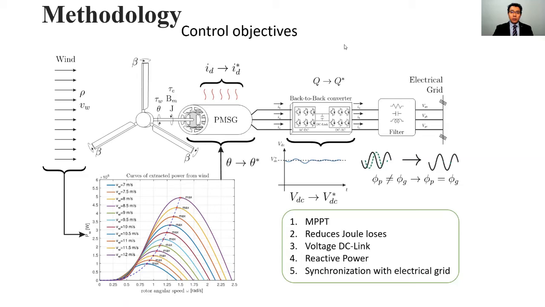The back-to-back converter gives the capability of controlling the reactive power to the electrical grid. Then, the fourth control objective is to regulate the reactive power into the electrical grid. Finally, the fifth control objective is to synchronize the frequency of the generated currents to that of the electrical grid.